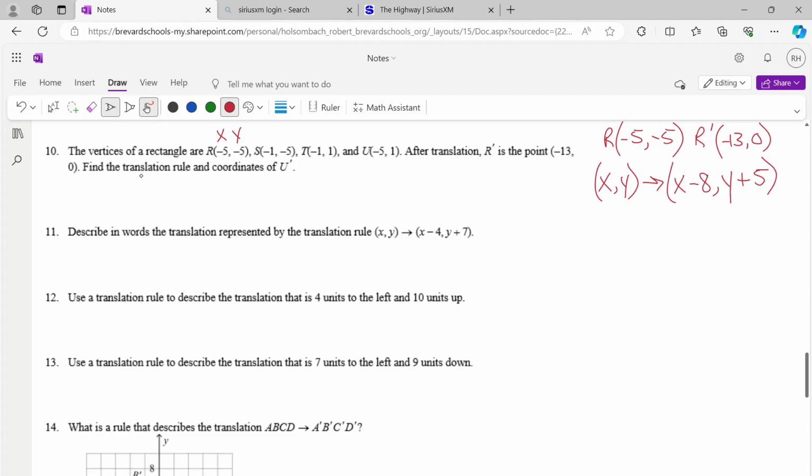So we used the first translation to determine this rule. And now find the translation rule and coordinate of U. So for U, that's at -5, 1, to U prime. If we started at -5, we've got to subtract 8 again. Well, that's going to put us at -13. And if we started at 1 with the y, and we got to add 5 to it, well, 1 plus 5 is 6. So our U prime will be at -13, 6.